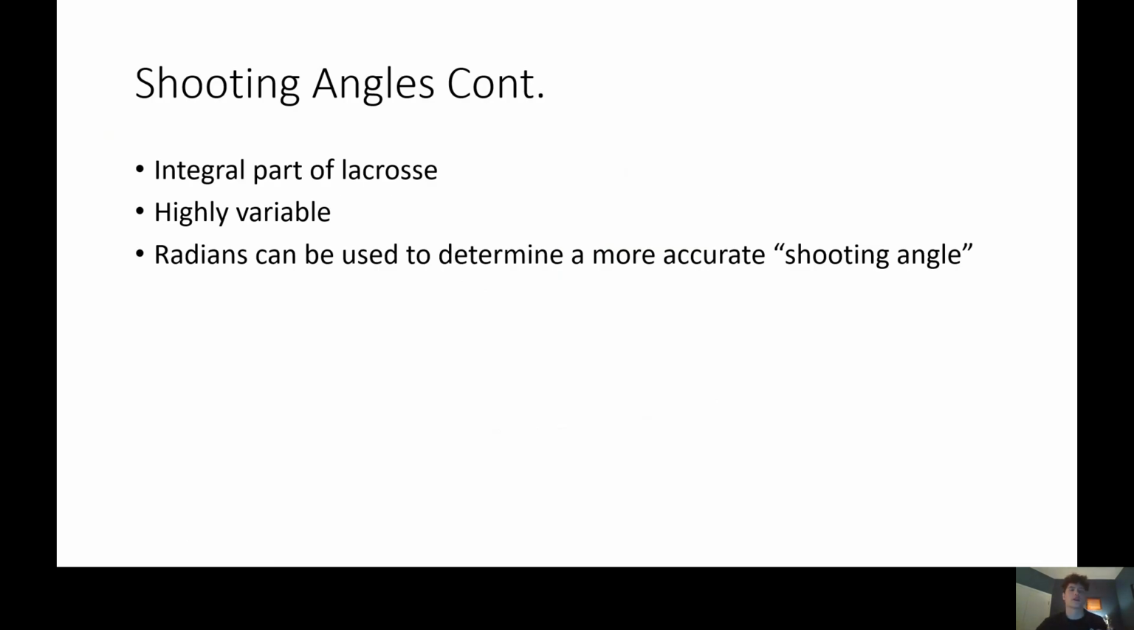Shooting angles are an integral part of lacrosse, and understanding them is highly important to being able to play lacrosse on the offensive side. Knowing the chances of you making the goal are extremely important when you're shooting. The angles are highly variable depending on how close you are to the rightful line, and radians can be used to determine a more accurate shooting angle, as radians are essentially a more accurate representation of angles than degrees.